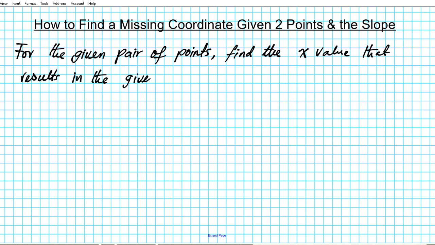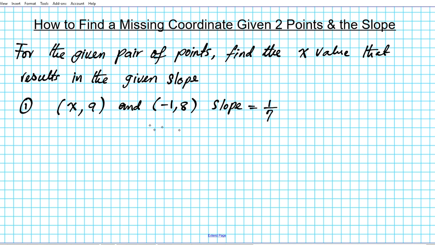So for number one, let's consider the following situation. Let's say we have 2 points, x and 9 is the first point, and the second point is negative 1, 8. And we also know that the slope value is 1 over 7. All right? So we want to find the x value that will make the slope of the line through these 2 points yield the value of 1 over 7. All right, so how do we do this?